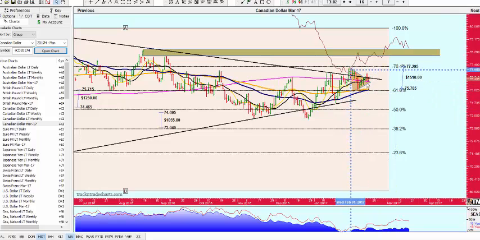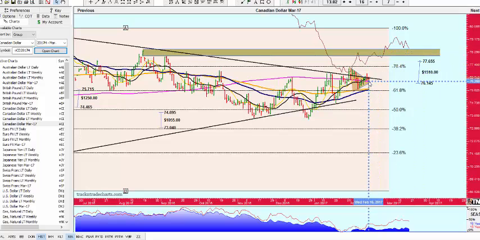If you look here, we broke out of this triangle. It's about a $1,500 move projected here. So I've measured from this point here, 77.15 down to 75.65, and you'll notice that should give us a projected target price of around 78, which I've indicated with this yellow line here. So around the 78 level would be my upside target.